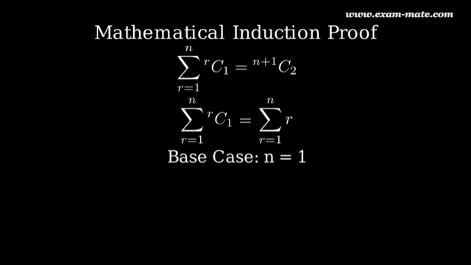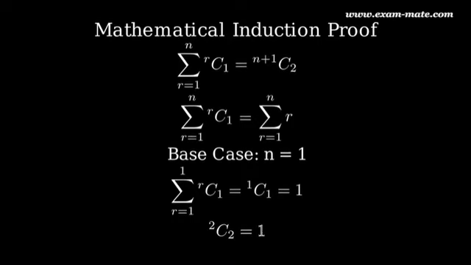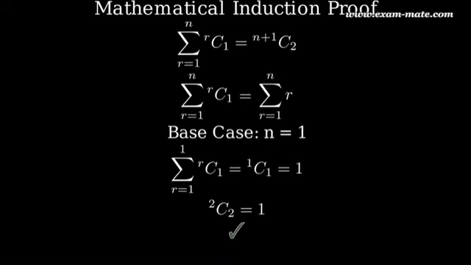Let's start with the base case. When n equals 1, the left side is just 1 choose 1, which equals 1. On the right side, we have 2 choose 2, which also equals 1. So our base case holds.